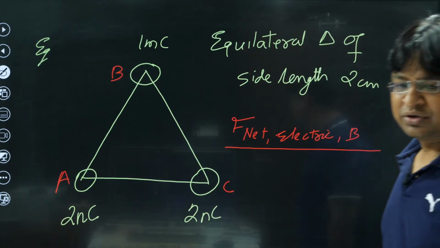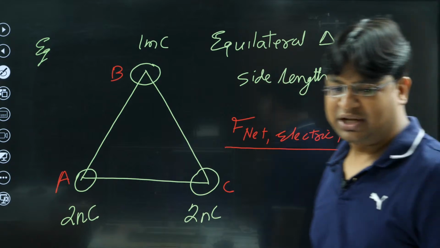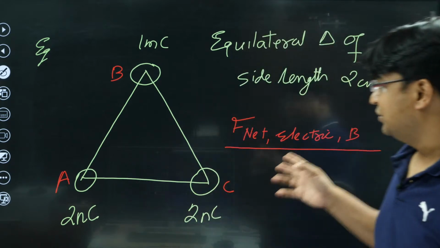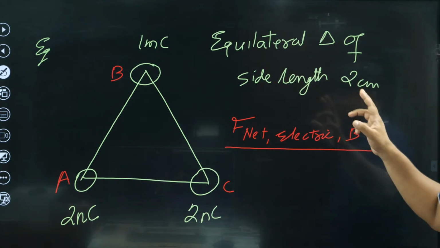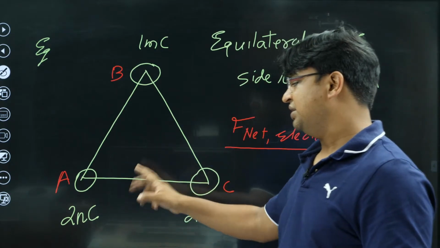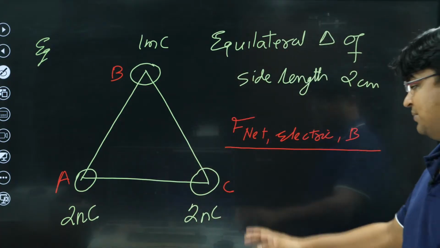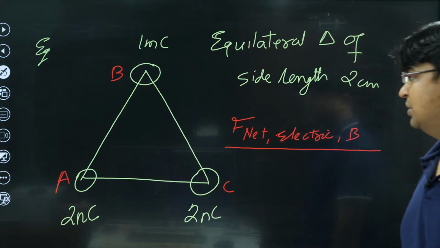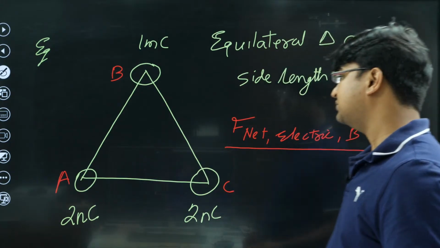Okay, so how many of you can solve this question? Hi Arsh, welcome to the session. Do you think you can solve this question? It's an equilateral triangle. The side length is given to be 2 centimeter. There are 3 particles kept, A, B, C. A is 2 nanocoulomb, B is 1 millicoulomb, C is again 2 nanocoulomb, and we want the net electric force on B. Can you solve this question, everyone?